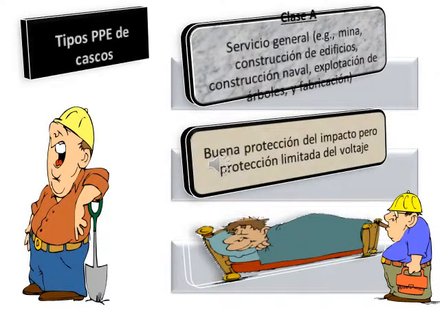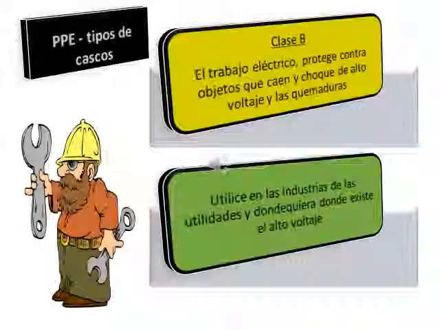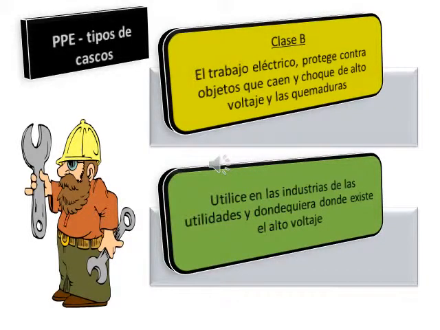Types of hard hats. Class A, general service, used in mining, building construction, shipbuilding, lumbering, and manufacturing. Good impact protection but limited voltage protection. Class B, electrical work, protected from falling objects and high voltage shock and burns. They're used in the utilities industries and anywhere there is high voltage.